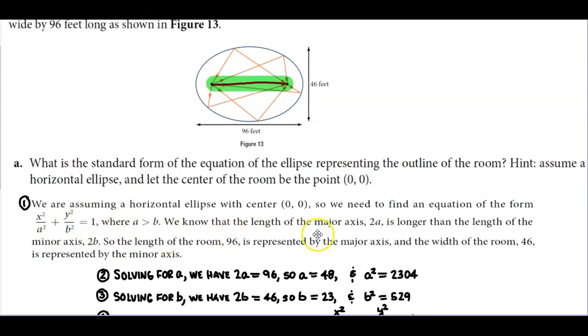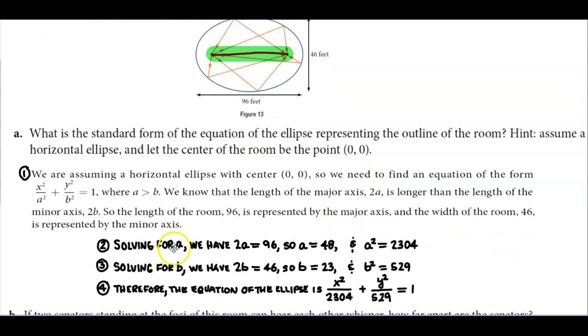Now we know that the length of the major axis, 2a, is longer than the length of the minor axis, which is 2b. The length of the major axis is 96, and we also know it's 2a. So to solve for a, we let 2a equal 96. Divide both sides by 2, so a is going to equal 48. If we square both sides, a squared is equal to 2,304.